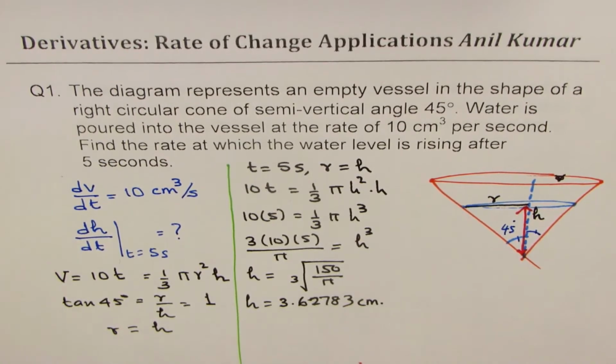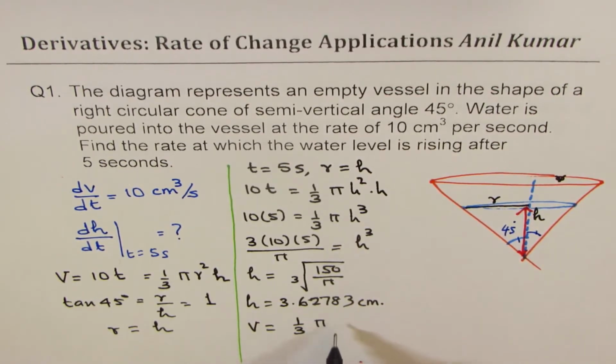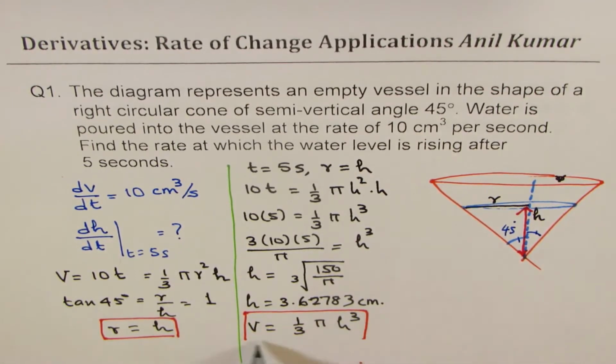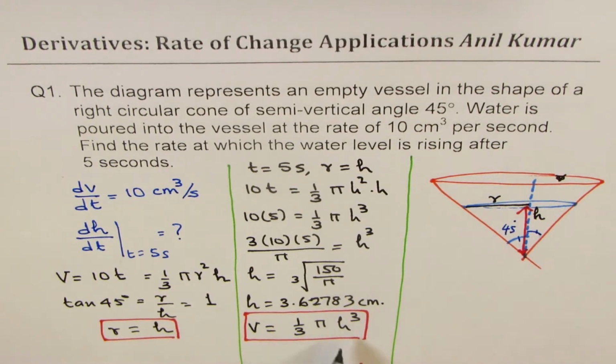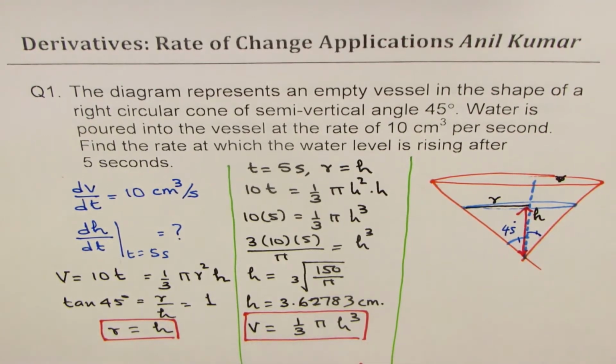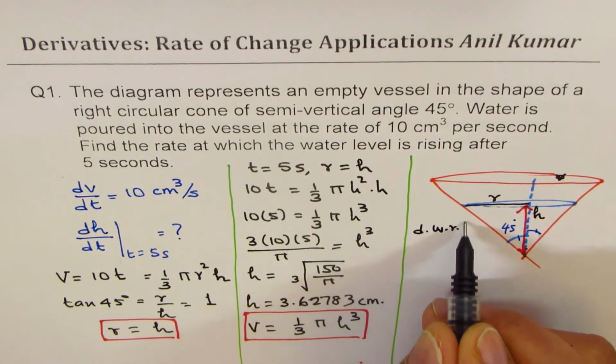The expression for volume in terms of height can be written as 1/3 pi r squared h, so 1/3 pi h cubed, since r equals h and we can substitute. Is it okay? Now we know the relation between volume and height. We need to find the rate of change of height, so let's differentiate with respect to time on both sides.